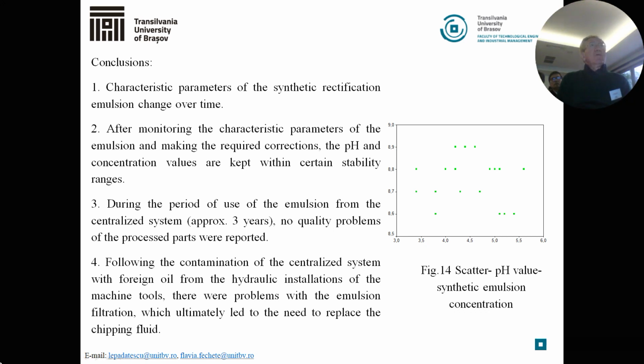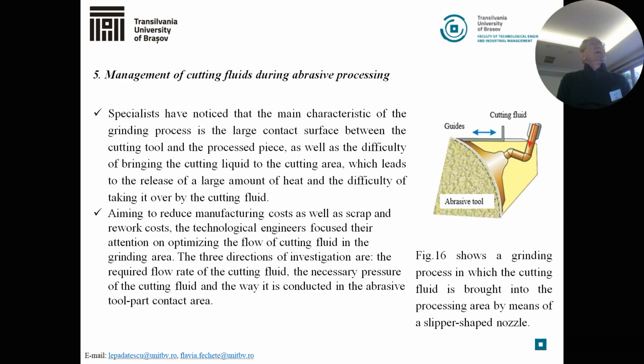Following the contamination of the centralized system with foreign oil from the hydraulic installation of the machine tools, there were problems with the emulsion filtration, which ultimately led to a need to replace the cutting fluid.